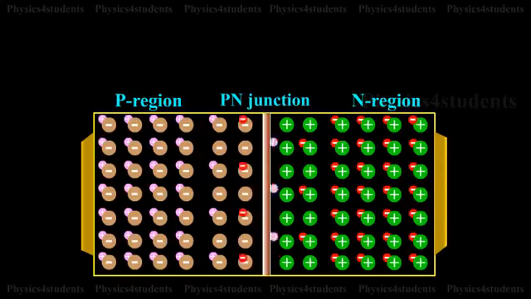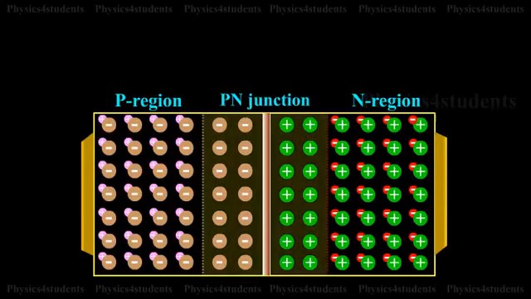During this process, the electrons crossing the junction from N region into the P region recombine with the holes in the P region very close to the junction. Similarly, holes crossing the junction from the P region into the N region recombine with electrons in the N region very close to the junction.